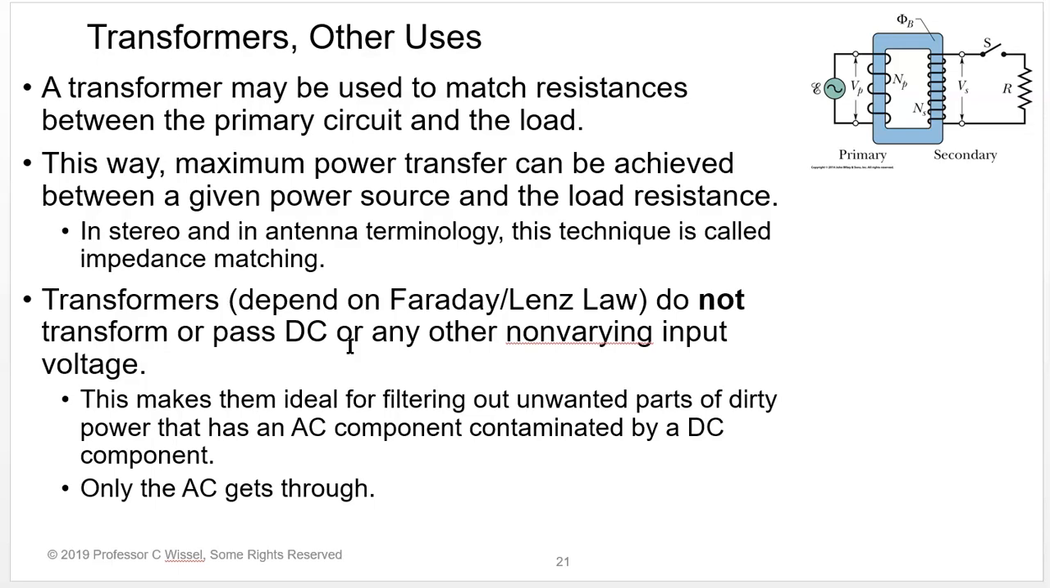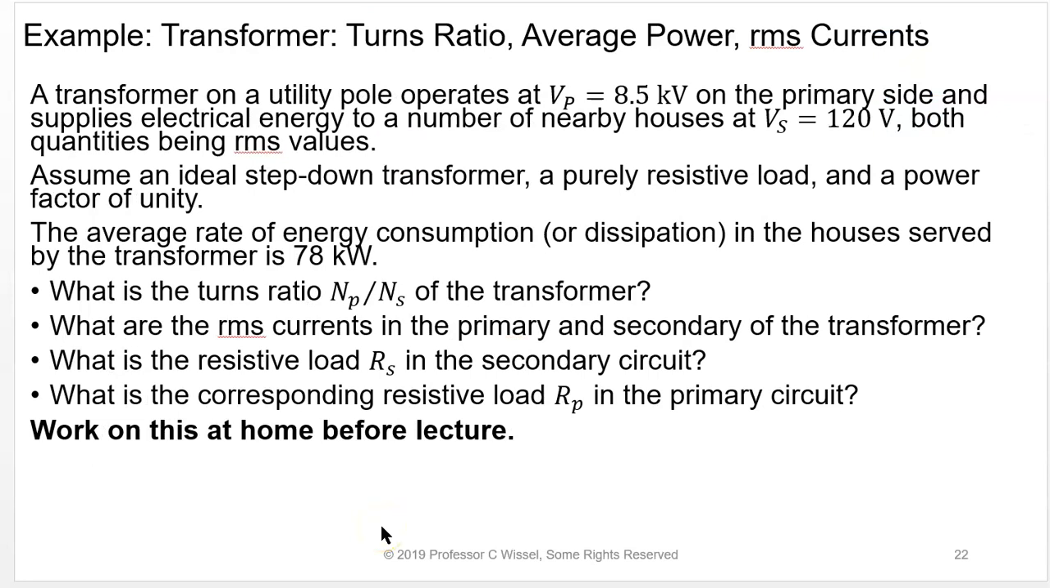Only the AC gets through because transformers require a varying voltage for the input. If you put DC in a transformer, nothing comes out, and you might even burn up the primary coil. So here's an example: turns ratio, average power, and RMS currents.